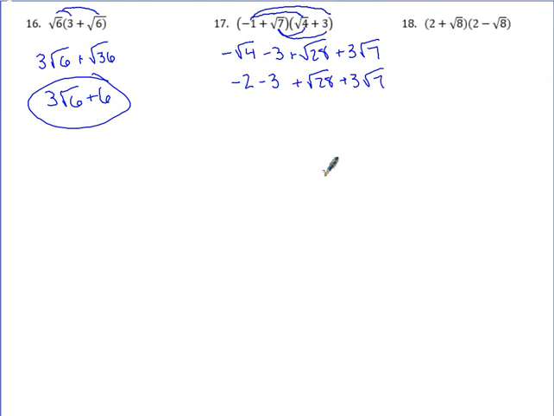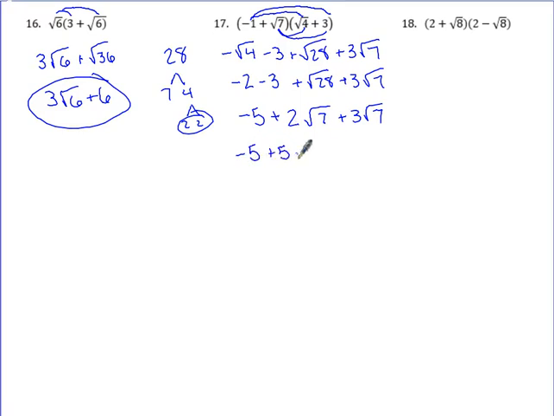I need to see if I can simplify these any further. So if I were to make a tree for 28, that would give me 7 times 4, and 4 is 2 times 2, so I do have a pair there. I'm going to go ahead and simplify this. Negative 2 minus 3 is negative 5, and now instead of the square root of 28, I have 2 square root 7 plus 3 square root 7, and now we've created some like terms. So 2 plus 3 is 5 square root 7.